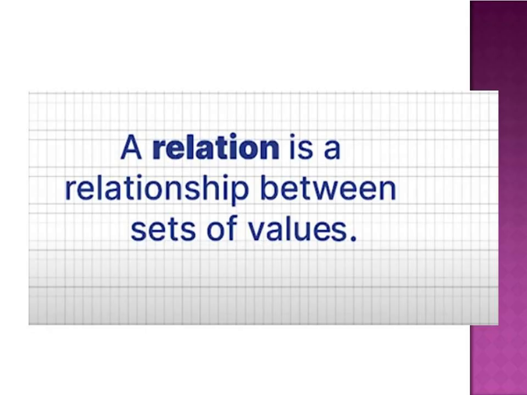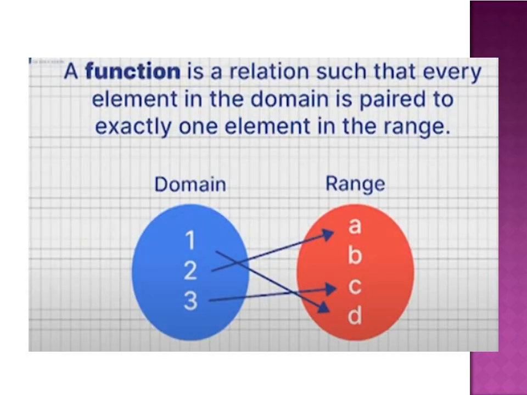But what has to be the initial condition for us to have a function? If your answer is having a relation, then you are right. The set of values is called a domain, which is also known as the input. And the second set of values is known as the range, or the output.